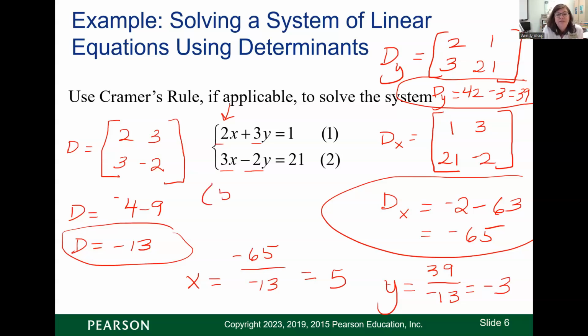Is my solution 5, negative 3? Well, 2 times 5 is 10, plus 3 times negative 3 would be minus 9. 10 minus 9 is indeed 1. And 3 times 5 is 15, minus 2 times negative 3, so 15 plus 6 is indeed 21, okay? All right, that worked. That is Cramer's rule.